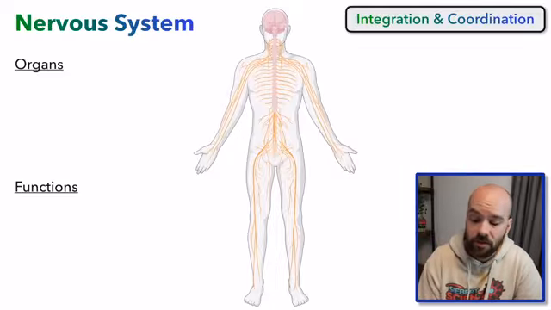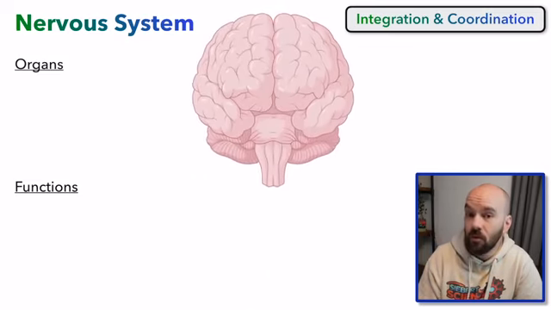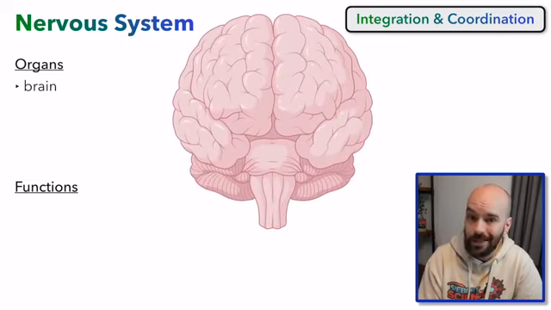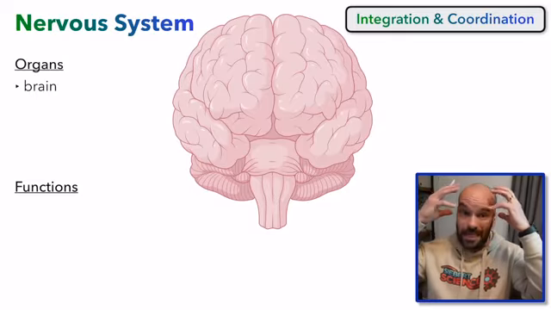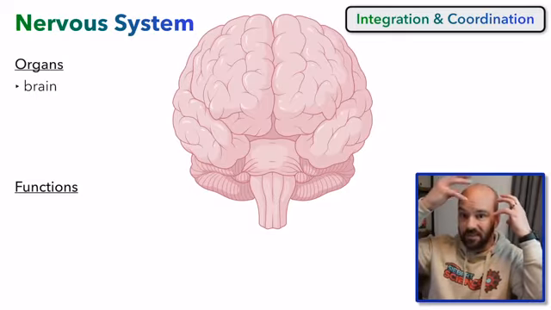First, we'll start with the nervous system. The nervous system is going to include several organs. First of all, of course, is the brain. The brain is going to be the main control center of the body. It's going to be processing sensory information.